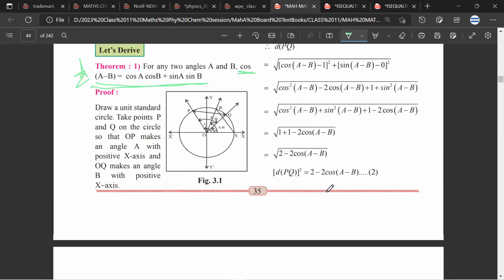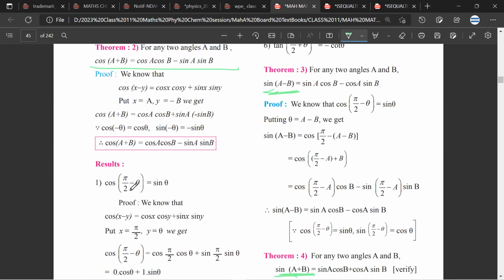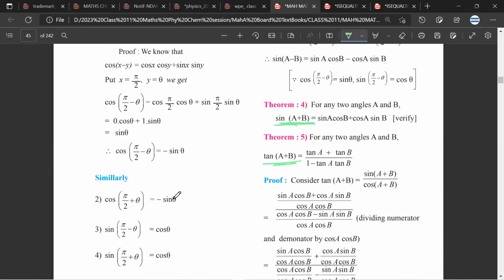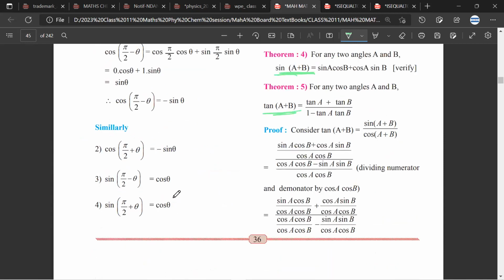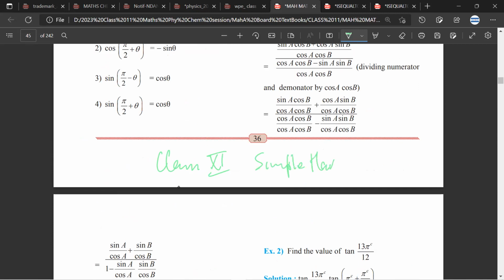very important things like what is the value of cos pi by 2 minus theta, what is the value of sine pi by 2 minus theta. This you can note down, you will be using this a lot in class 11th, simple harmonic motion. In this chapter, you will be using this a lot. So this will be very useful.